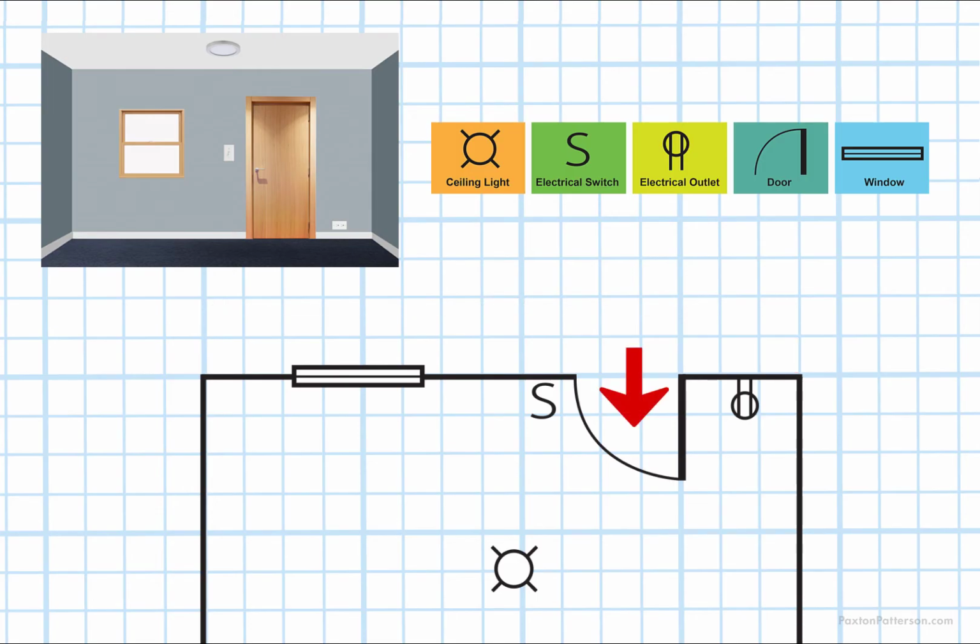The door swings into the room, and the window is next to it. Here's the light switch, the outlet receptacle, and the ceiling light. Use this same technique to finish your room.